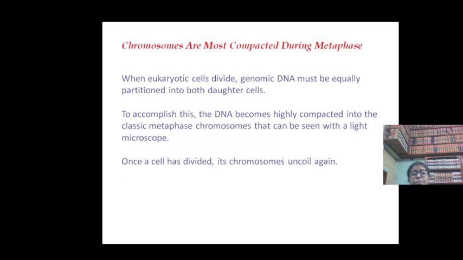And chromosomes are most compacted during metaphase. When eukaryotic cells divide, genomic DNA must be equally partitioned into both daughter cells. To accomplish this, the DNA becomes highly compacted into the classic metaphase chromosome that can be seen with a light microscope. Once a cell has divided, its chromosomes uncoil again. Okay? Because it has to uncoil, because it has to be given to the two daughter cells. So if it doesn't get uncoiled, how will it be divided and segregated into the two daughter cells?